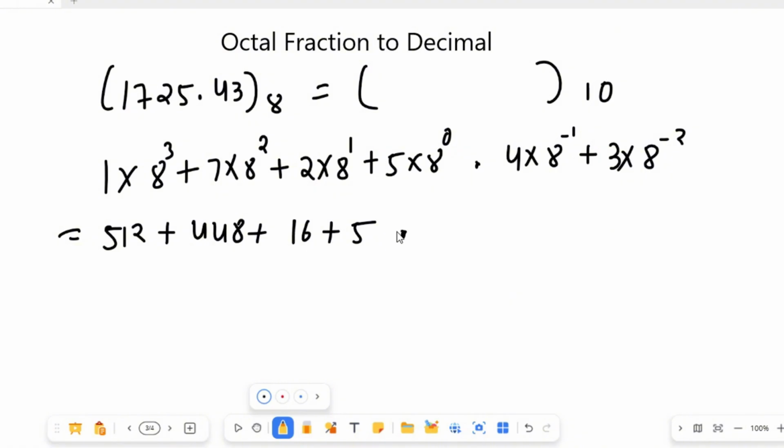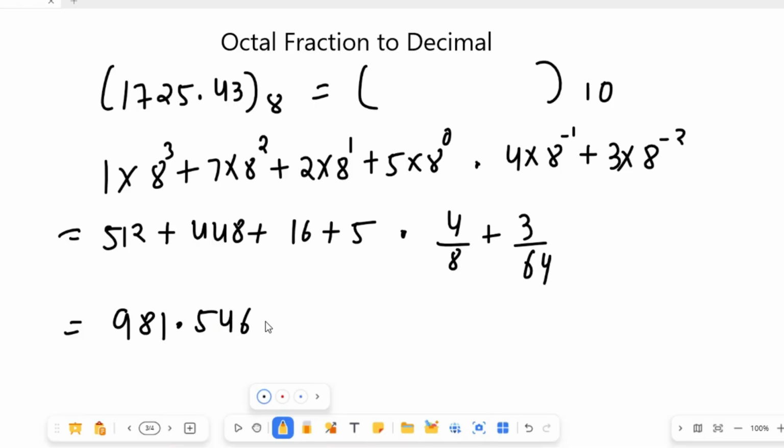Okay, point. On this side it will become 4 by 8 plus 3 by 8 square, that is 64. Okay, so if you solve it properly, you will get the final answer as 981.546875. You need to divide it: 4 ones are 4, 4 twos are 8, so it will be 0.5. Okay, so like this we will solve octal fraction to decimal.